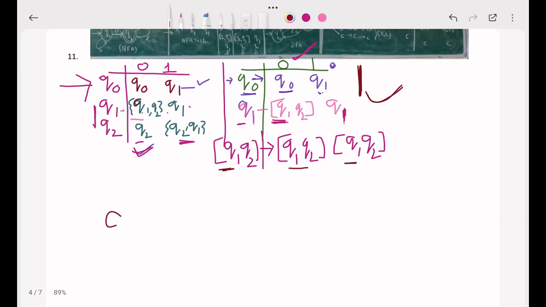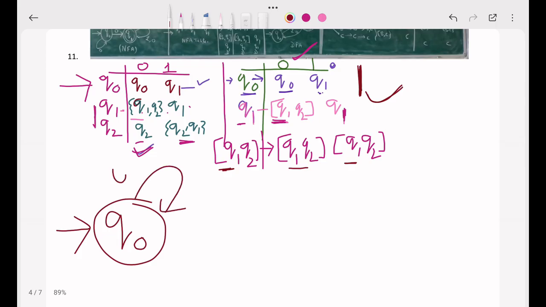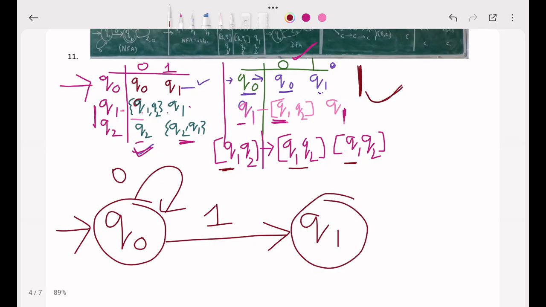So the first state is Q0, done. This is the starting state because here also it is the starting state. For 0 I am going to Q0, which means a self loop, done. Next, for 1 I am going to Q1. This is also covered. Okay, now Q1 is the next state.